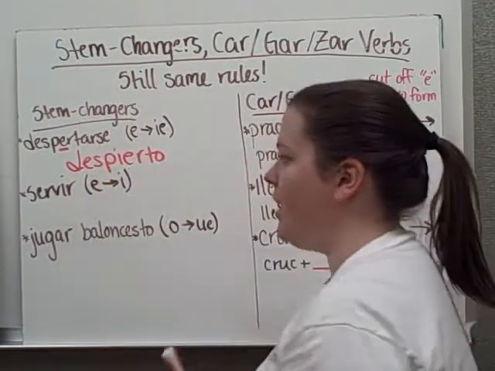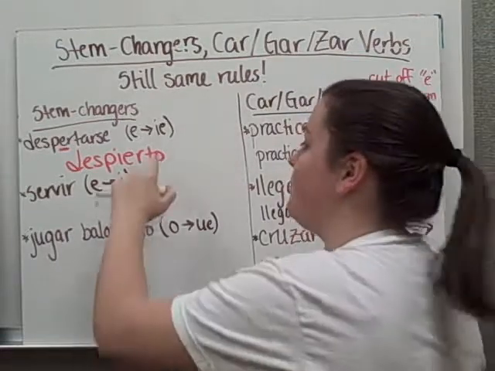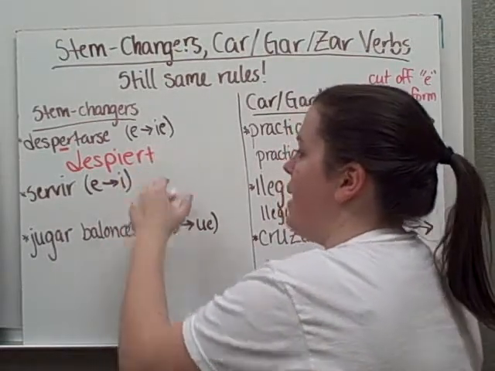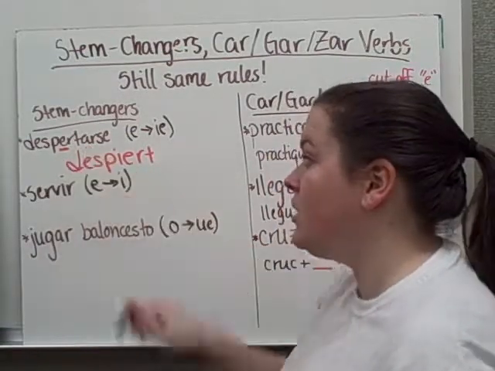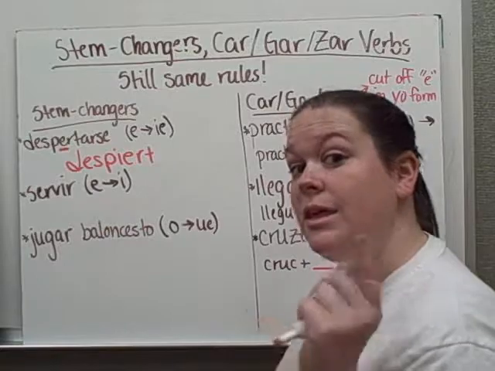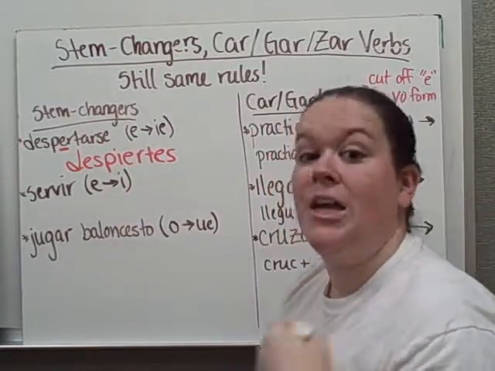Despierto. And then after I go to the yo form, I cut off the O, add new end. Since it's an AR verb, I need to make it, instead of AS, ES. Despiertes. And the last part, add a no.